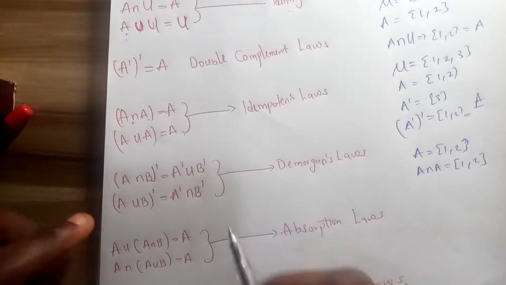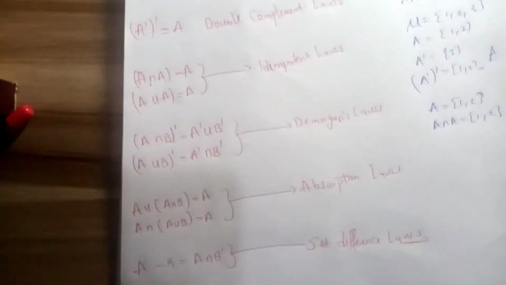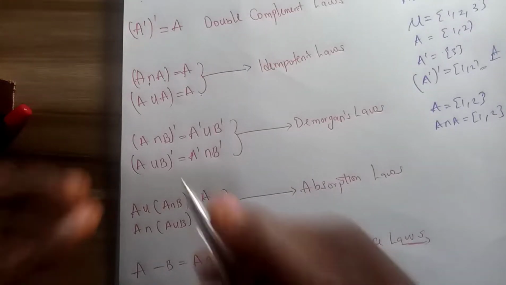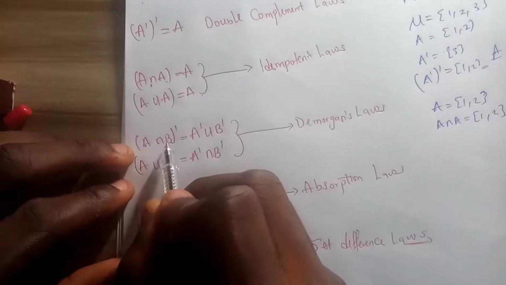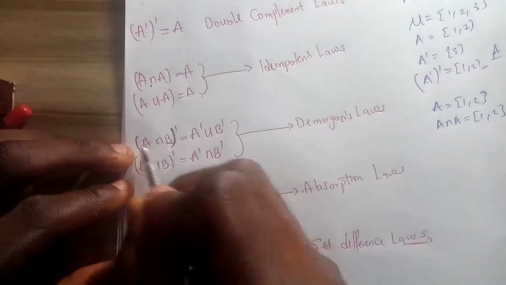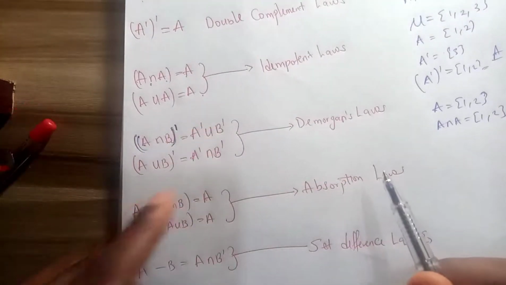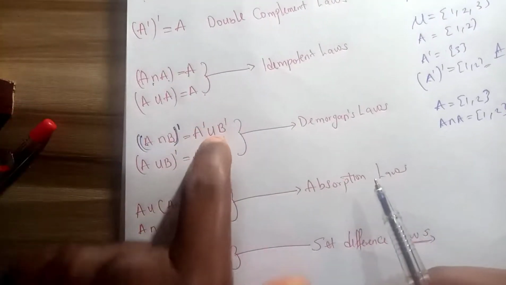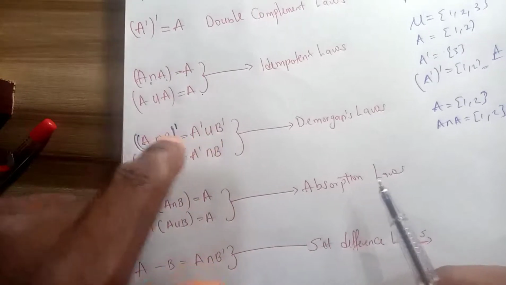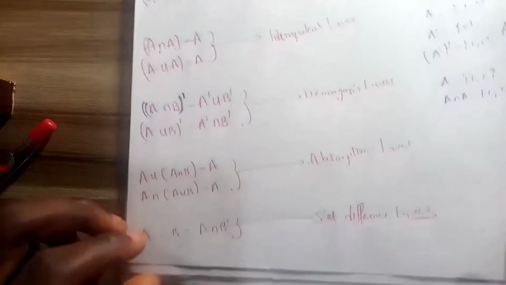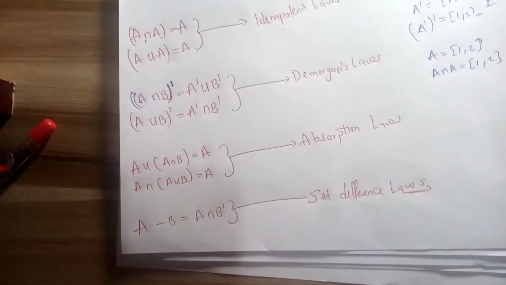Now the next law is De Morgan's law. This one is very, very simple in the aspect of set proving. When you have A intersect B in a bracket and you have a prime at the top, it simply means that the prime will come inside and it will change the sign. If you had intersection before, it will change to what? Union. If you had union before, it will change to what? Intersection.